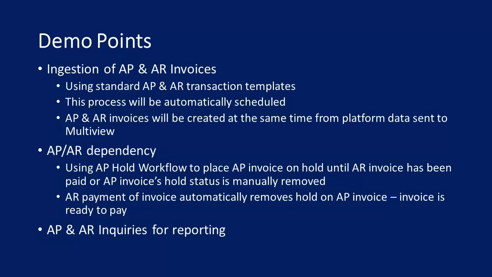The AP and AR dependency will use our standard AP hold voucher workflow, which will place the AP invoice on hold until the AR invoice has been paid or the AP invoice's hold status is manually removed. The AR payment of an invoice will automatically remove the hold on an AP invoice that is dependent on the AR side. The invoice will then be ready to pay once the hold is removed on a check run or an EFT run, and then we'll get into some AP and AR inquiries that can be used for reporting.